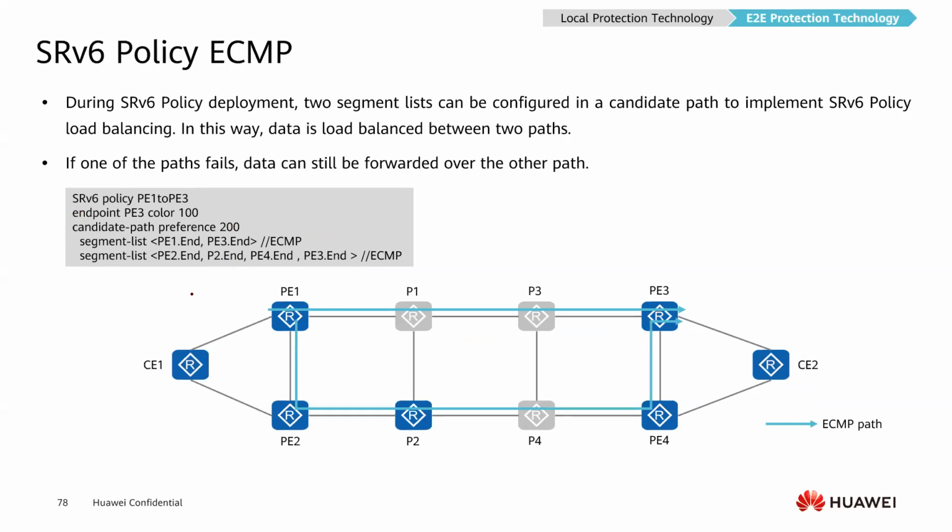Another is the ECMP. In the same candidate path, we can put two segment lists, two paths. One path is here, another path is here. And if this path failed, I can go this path.